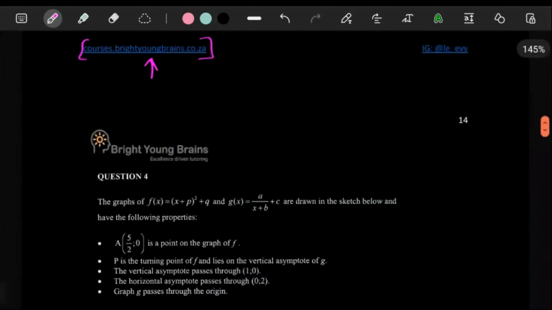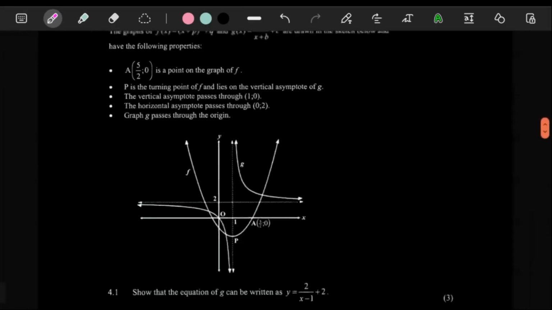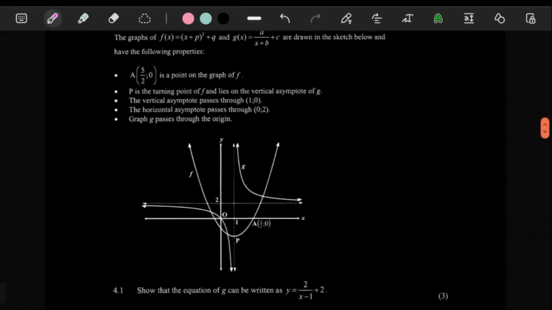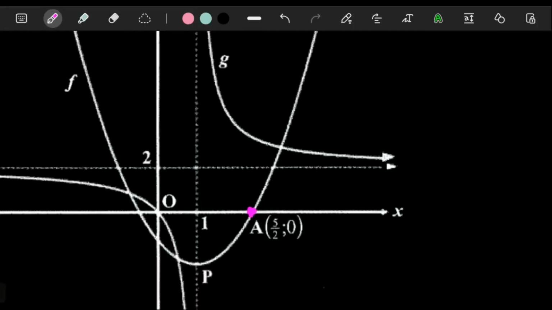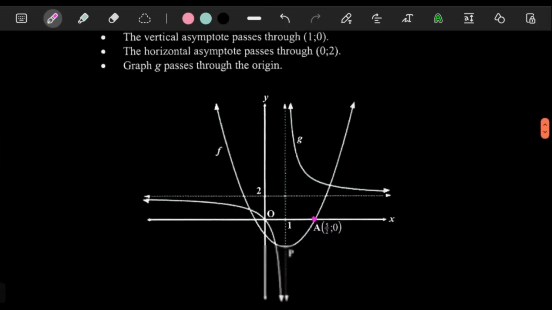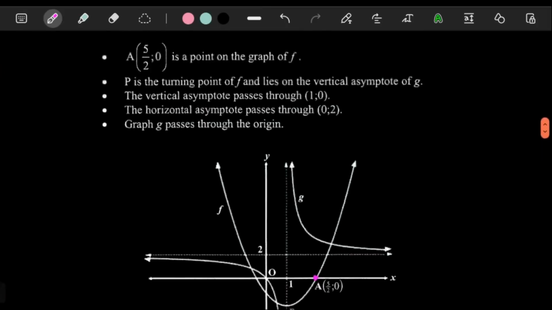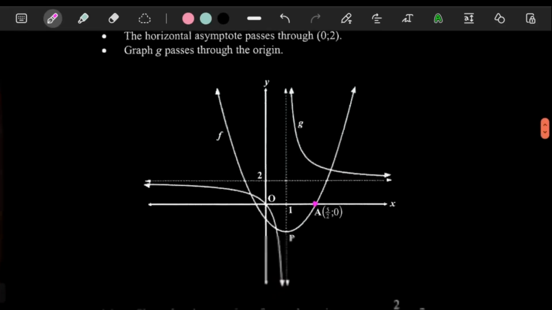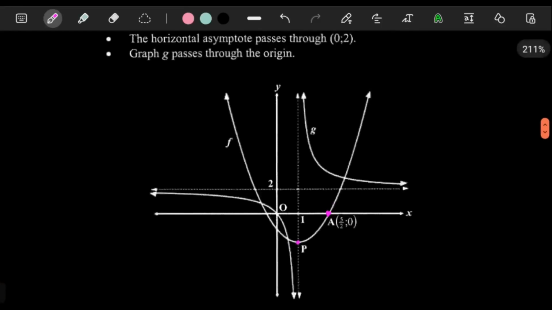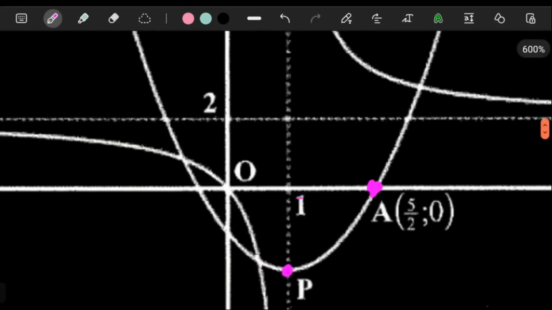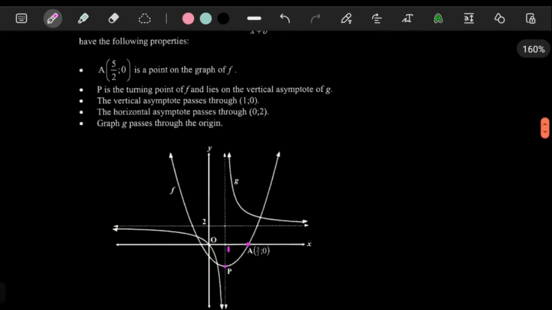But anyway, so A is, where is A in the graph? You see, when you're going to be reading anything, always be referring to the sketch. So A is an x-intercept. Okay, fine. It's an x-intercept of the parabola. P is the turning point of the parabola. Yes, it is a turning point of the parabola and lies on the vertical asymptote. Okay, so let's just keep this in mind, that the x value of P is the same as 1. Fortunately, we can see it there. Then it says that the vertical asymptote passes through 1 coordinate 0. You see, this vertical asymptote passes through 1, so the x value of P is also a 1. You see, because they are aligned like that.